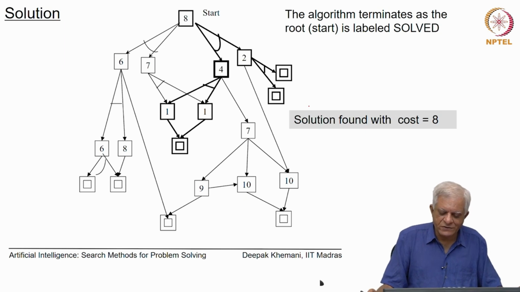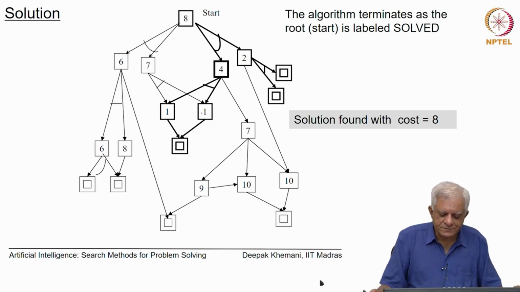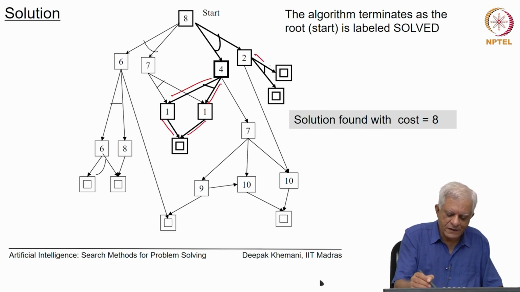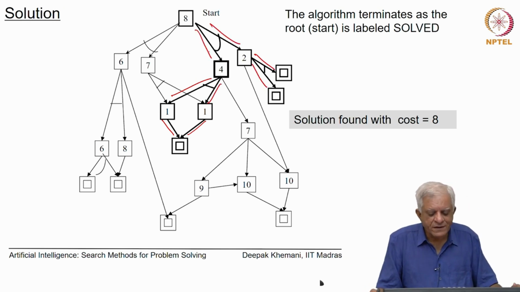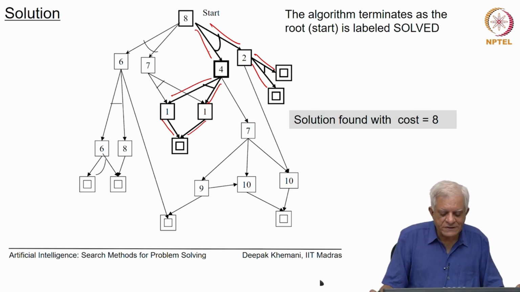It has also been reduced to a cost of 1. So, you can see that the total cost has now become 8, and this 8 has come because there are 8 edges in the solution: 1, 2, 3, 4, 5, 6, 7, 8. The only cost is the cost of transforming, and this is the solution it has found.